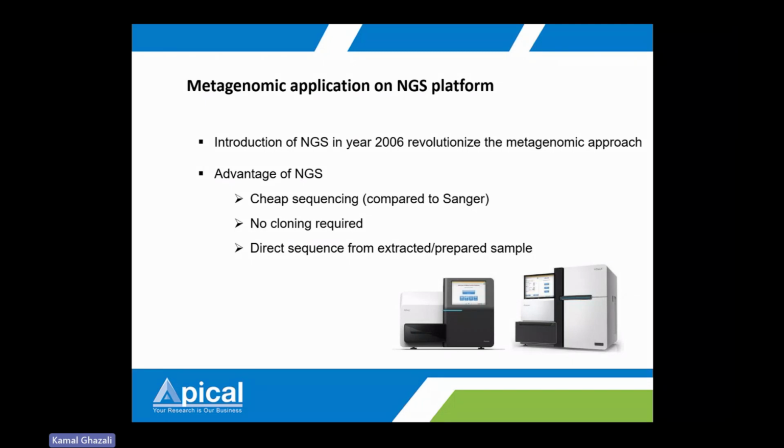Metagenomic application on the NGS platform came around the year 2000. The introduction of the NGS platform revolutionized genetic studies, and this revolution also happened in metagenomic. This enables us to simplify the workflow, which is also able to reduce the sequencing costs. The sample can be processed without needing to be cloned. So from this DNA sample, we can process it, construct a sequencing library, and then sequence it directly.